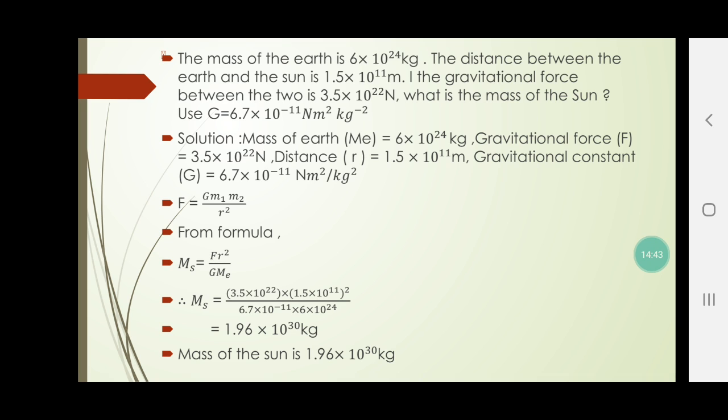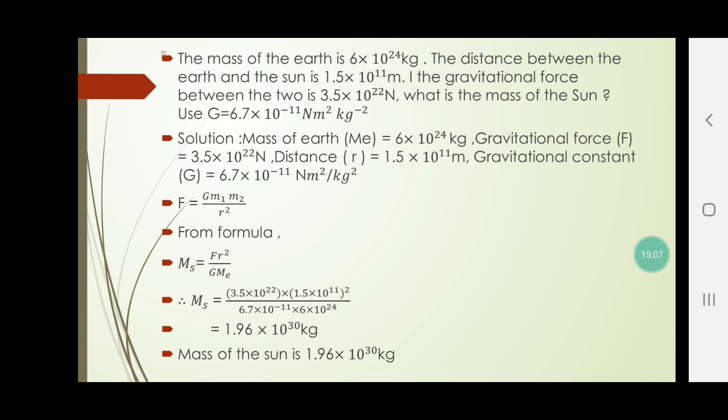Now mass of the earth is represented by Me, the value is given over there. Gravitational force is given to us. Distance is given to us, that is the value of r, and gravitational constant is given to us. We are supposed to find out the mass of the sun. So we are going to use the formula of Newton's law of gravitation, that is F is equal to G Me Ms upon r square.